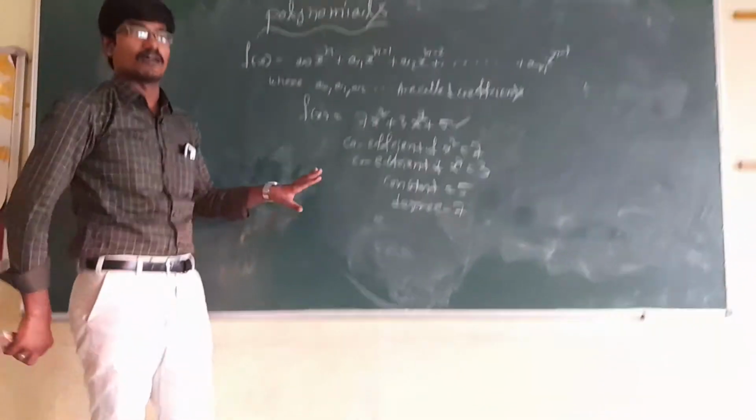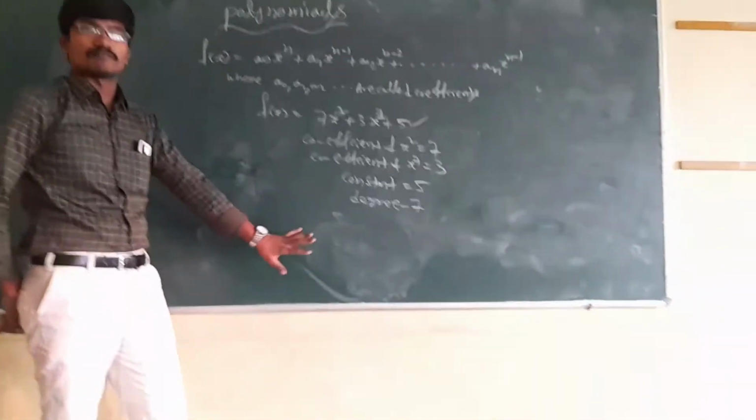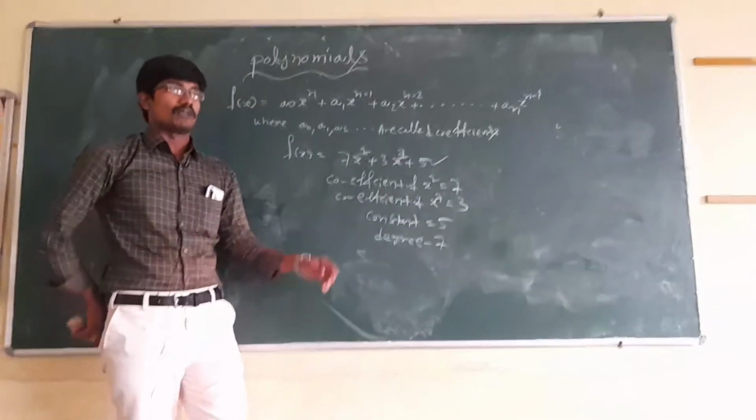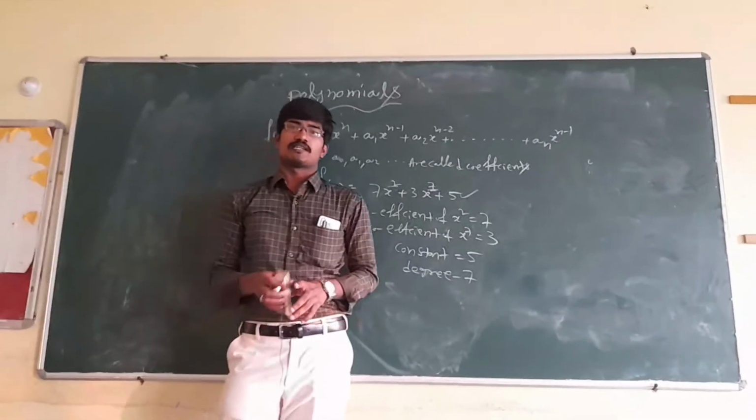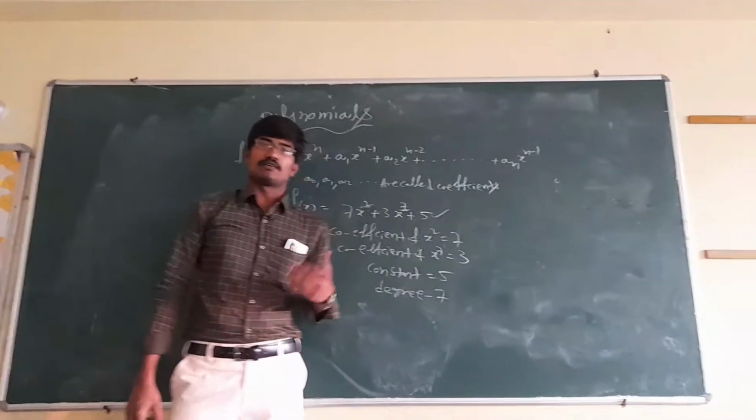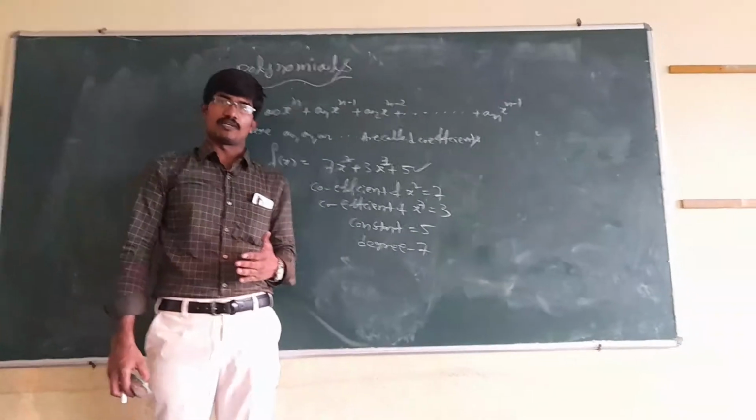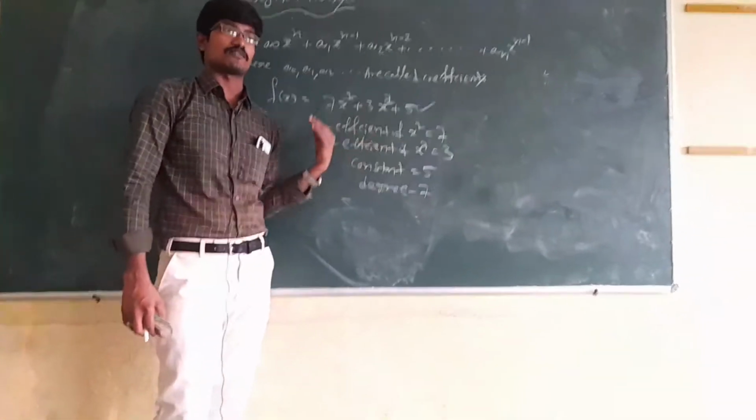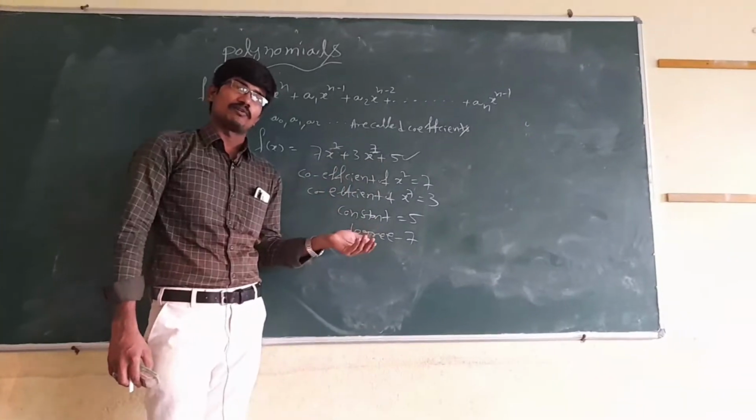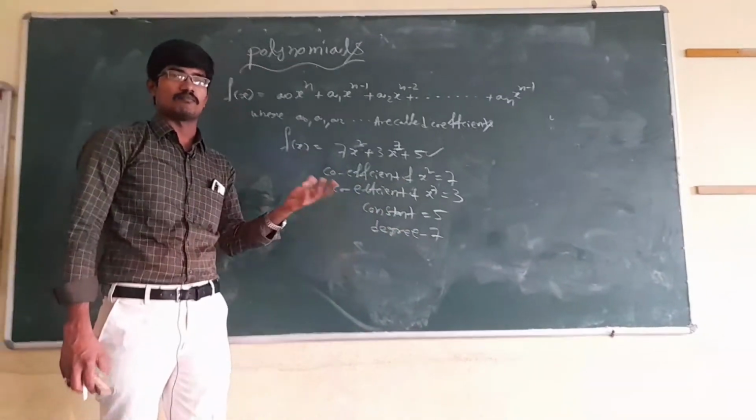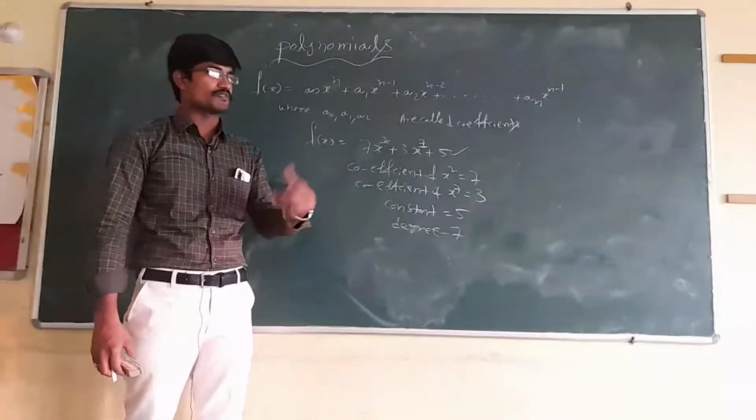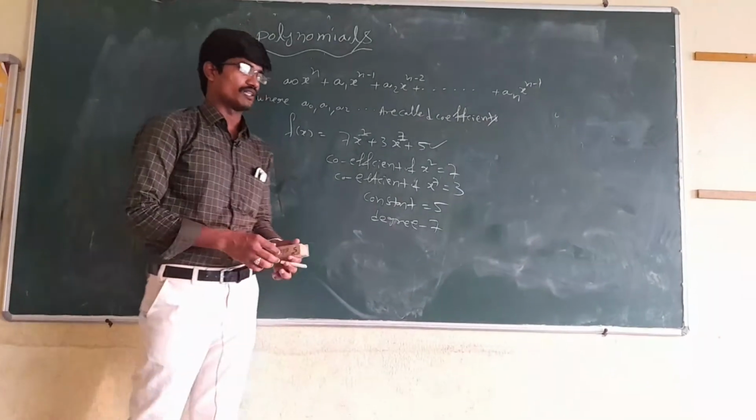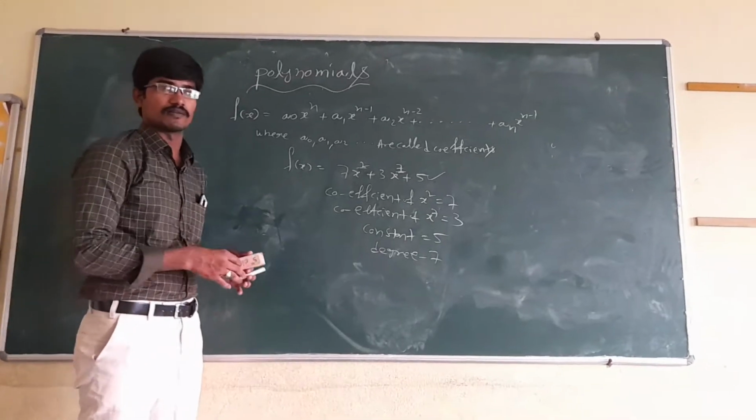For final examinations they will ask questions on polynomials like these. First, whether the given algebraic expression is a polynomial or not. Second, the degree of the polynomial. Third, the coefficient of, for suppose, x square or x cube. These are the models. In the first exercise, only these models will come. Now we can see the first exercise models.